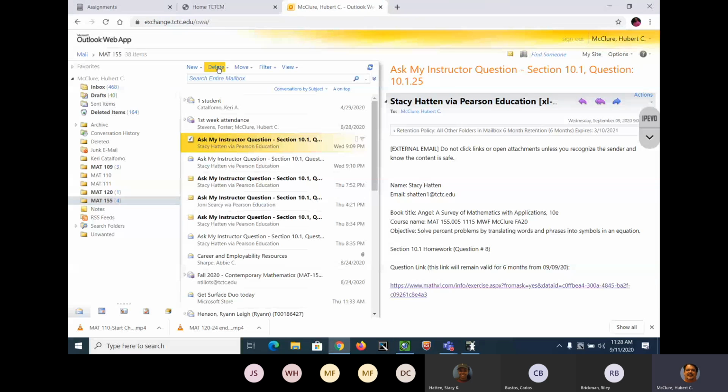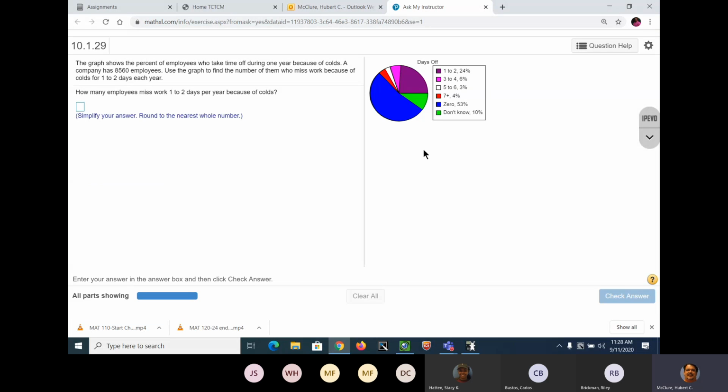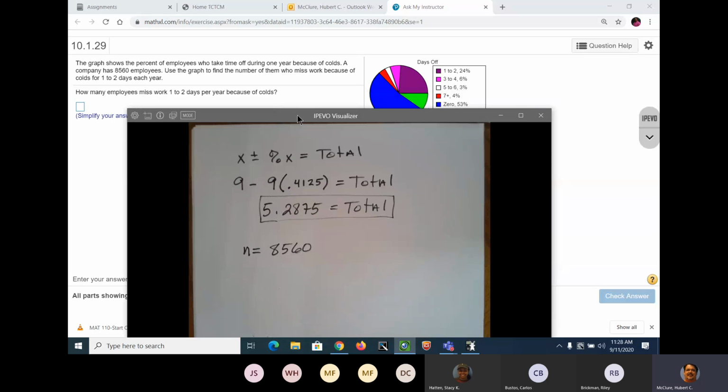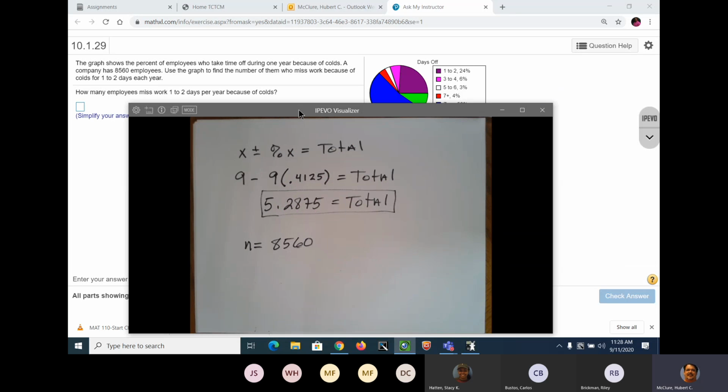10.1, 29/9. Okay, this is a standardized test question. Anything with a pie chart is going to be a standardized test question. The graph shows the percent of employees who take time off. A company has 85/60. So N is equal to 85/60. That's how many employees you have.